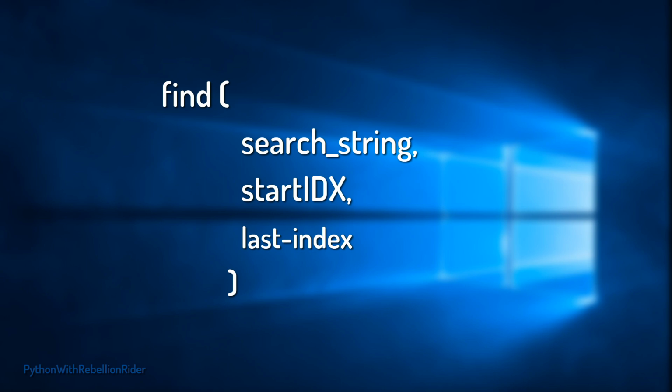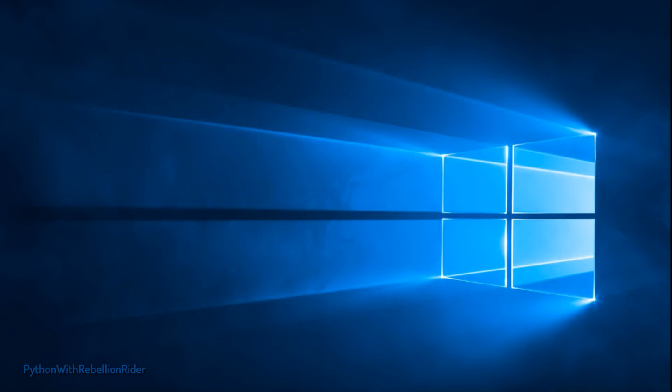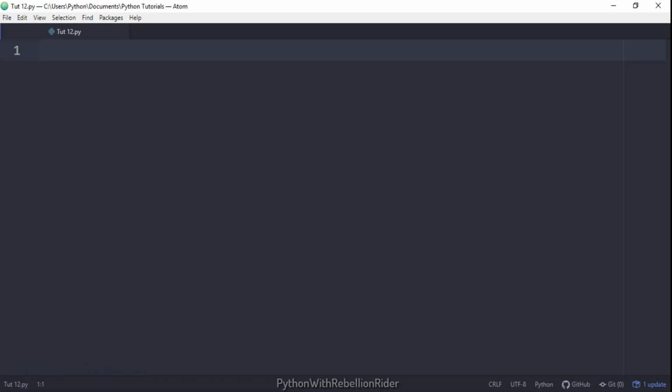Now, let's do some examples. In the first example, we will do a simple search. Here, we will aim to learn what the string method find of Python programming will return if the search is successful or if it is not. Let's do that. Editor of choice will be Atom. If you want, you can use whichever editor you prefer.